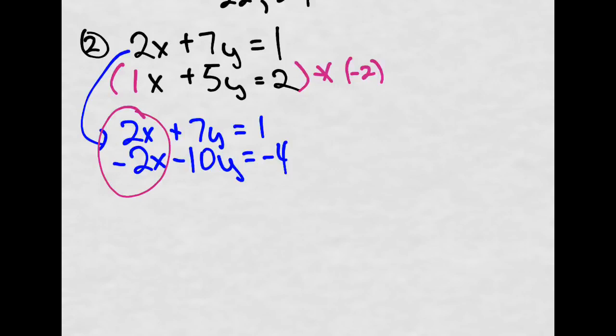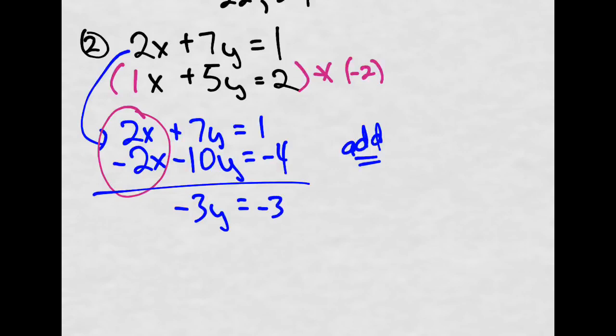So this is what we were doing yesterday. Let's add these two equations together. So the 2x minus 2x, that eliminates. 7 plus a -10 is -3y's. 1 plus a -4 is -3. So now we know that y equals 1. And that's part of our solution.